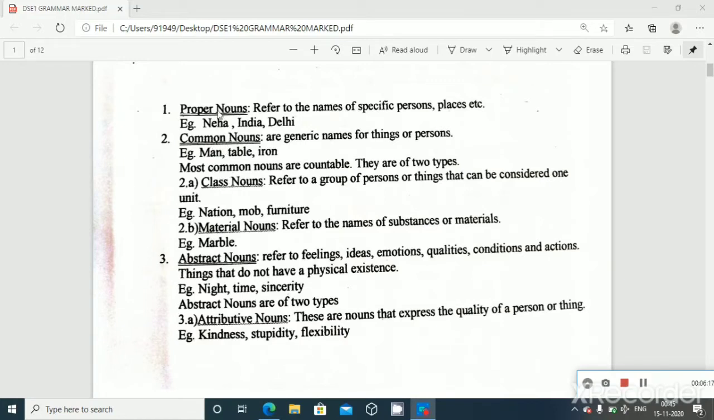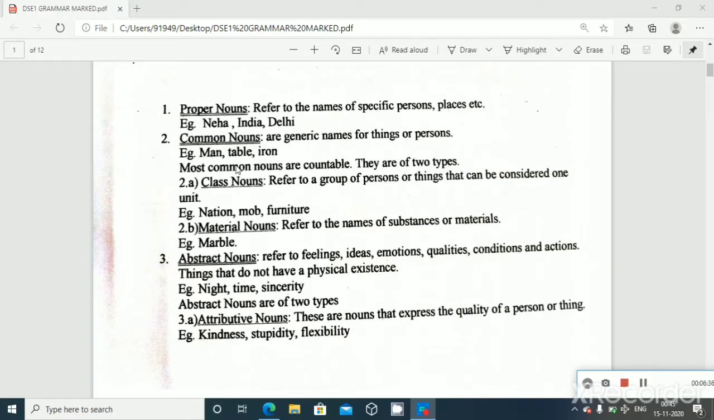You just see here proper noun. We took very specific examples. I took Neha. Of course, you know it can be the name of a girl. Okay, Muhammad. That can be the name of a man, or a boy. So this is the way we take it proper.